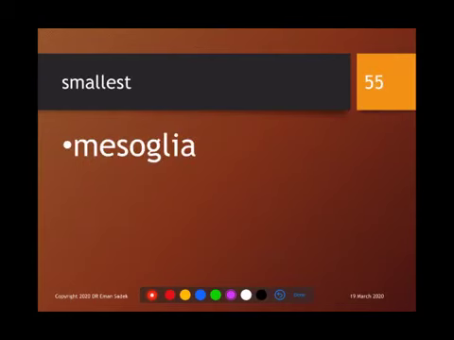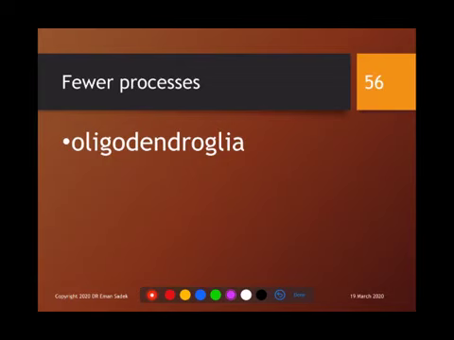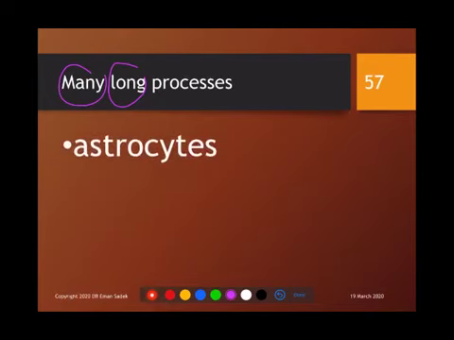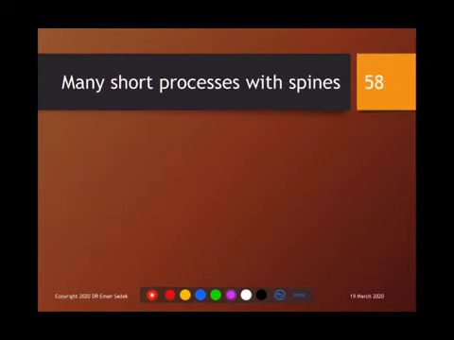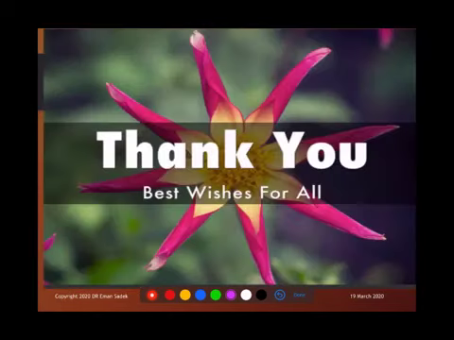Here, for 2 types we have 2 names. The astrocytes have 2 names. The mesoglia has 2 names. And which cell has few processes? Very easy. The oligodendroglia type, of course. Which cell has many long processes? Many, so it cannot be the oligodendroglia. But long, long, so it cannot be the mesoglia, so it must be the astrocytes. Very good, very good. Which one has many but short processes with spines? The mesoglia, of course, or the microglia. It has 2 names. And finally, we have finished this lecture. Thank you very much and best wishes for all of you.